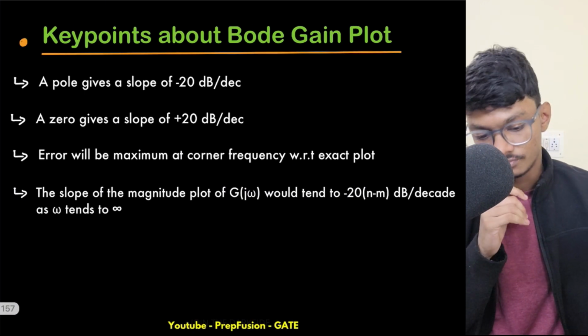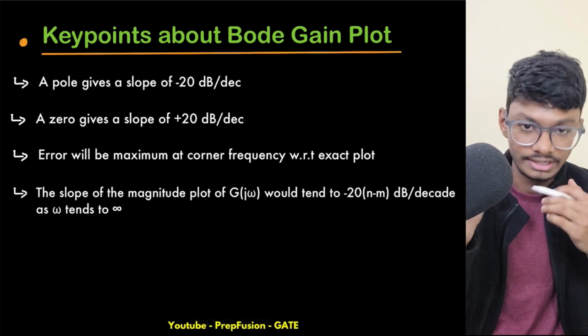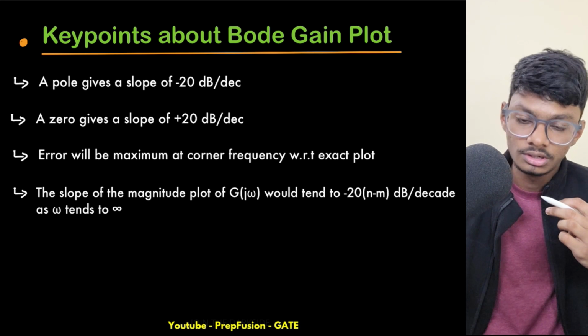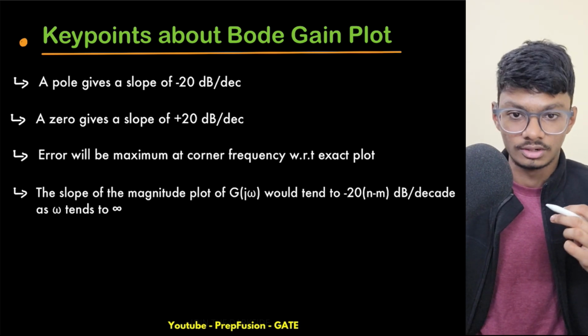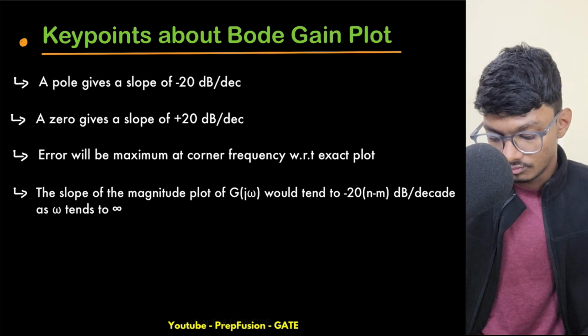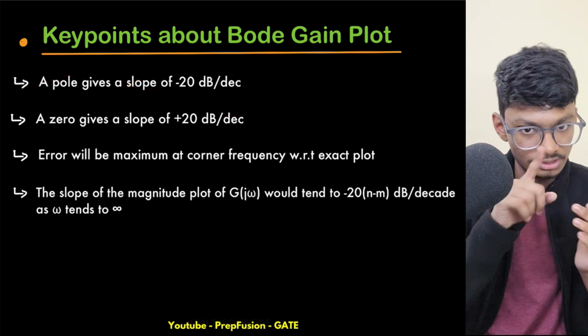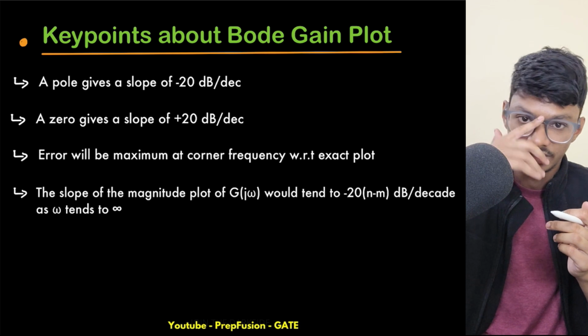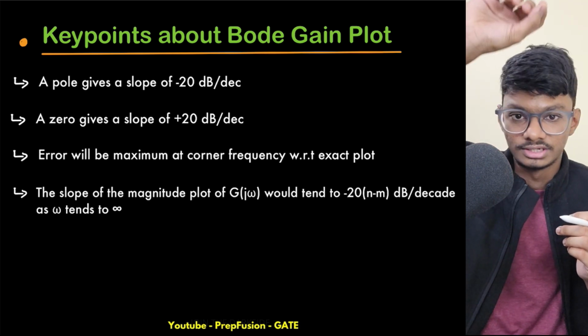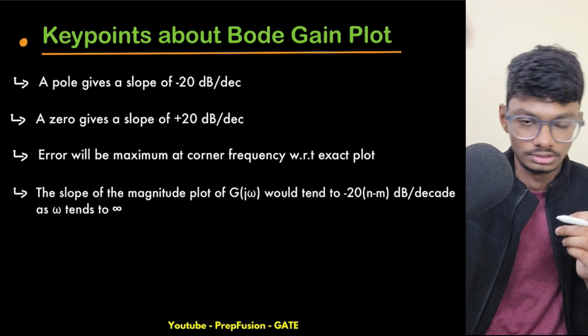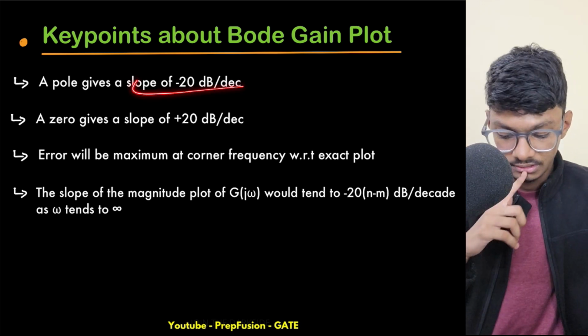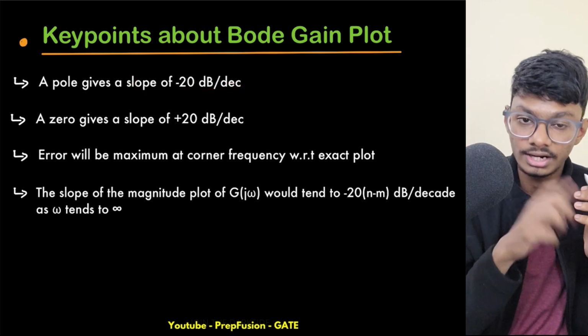Okay. So now I have summarized a few key points about the Bode plot, whatever we have done till now. What we have understood about the Bode gain plot: a pole gives me a slope of minus 20 dB per decade. That we have understood, right? Whenever there is a pole, even if it's at s equals 0 or at s equals 1 by tau, I got a slope of minus 20 dB per decade after the corner frequency.